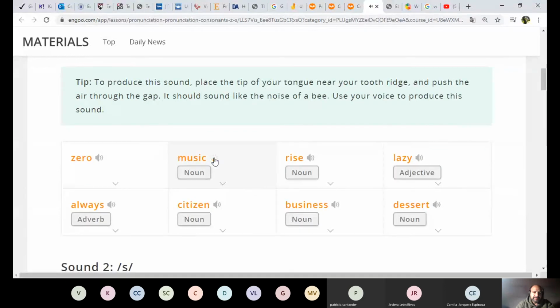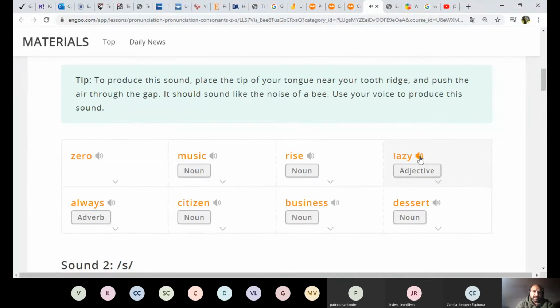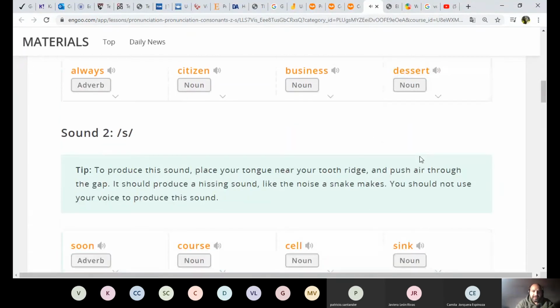Zero, music, rise, dessert, lazy. Okay, the idea now is that you can take some of your time to practice with these sounds, with these phonemes, on your own.